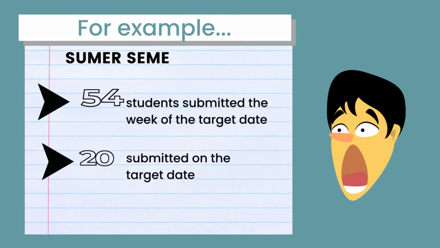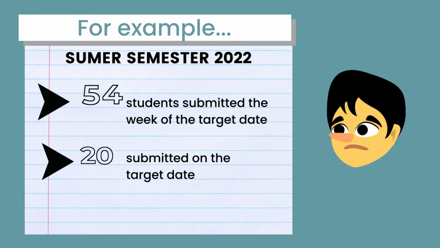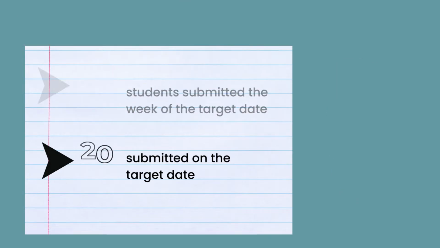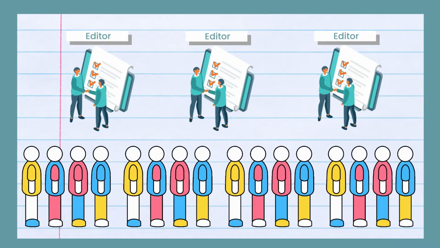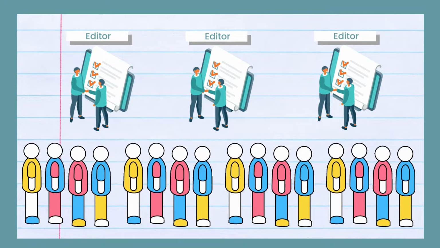For example, summer semester 2022, we had a total of 54 students submit during the week of the target date, and 20 of those submitted on the target date. Plus, this queue doesn't account for each editor's personal queue of students. At any given time, the editor may be working with 10 or more students.